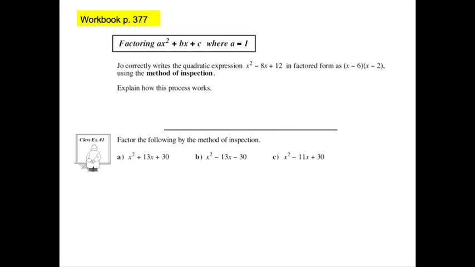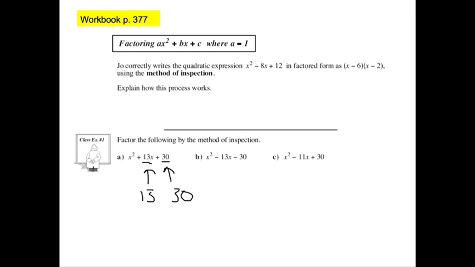Let's factor these using the method of inspection. By that, what we're talking about is take a look at the middle number and take a look at the number to the far right. What you want is two numbers that will add to give you 13 but multiply to give you 30.